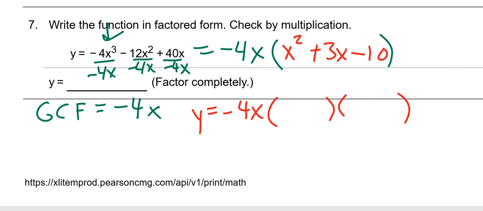Okay, what did we boil it down to? X and X. X plus 5 and X minus 2. Does this give us the correct end product?